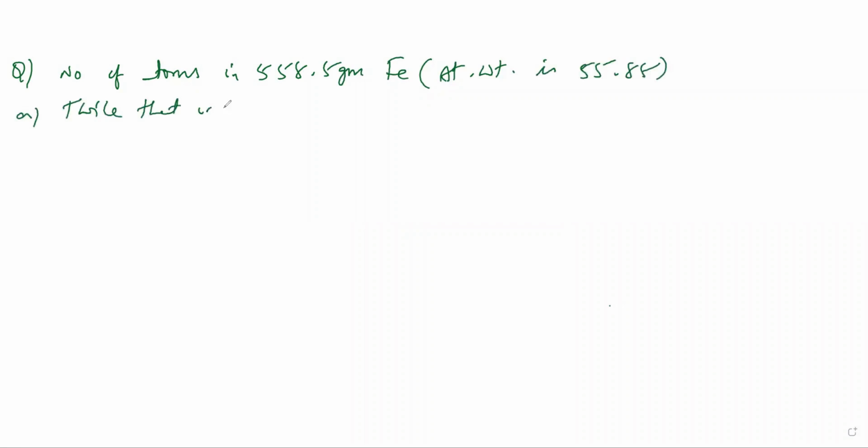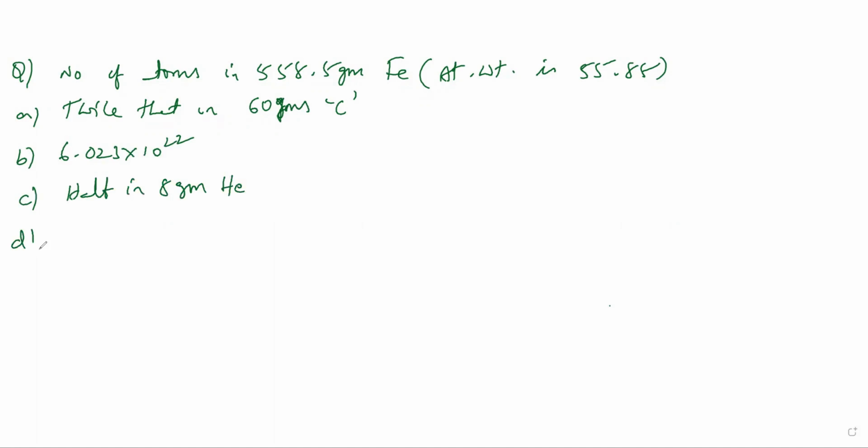First option is twice that in 60 grams of carbon. Next, 6.023 into 10 power 22. Next, half that in 8 grams of helium. Next, 558.5 into 6.023 into 10 power 23. So these are the options given. Now how to solve this question? Find out the number of atoms in 558.5 grams of iron.